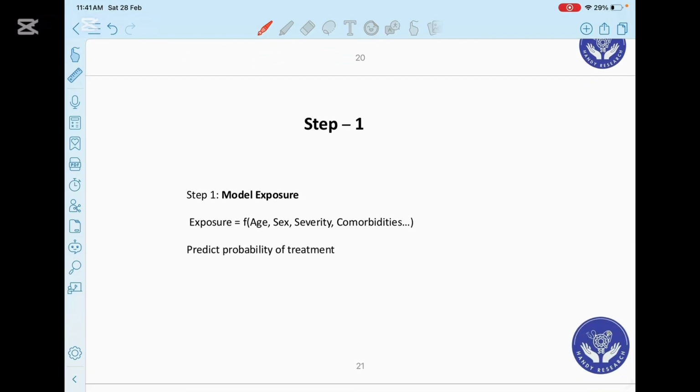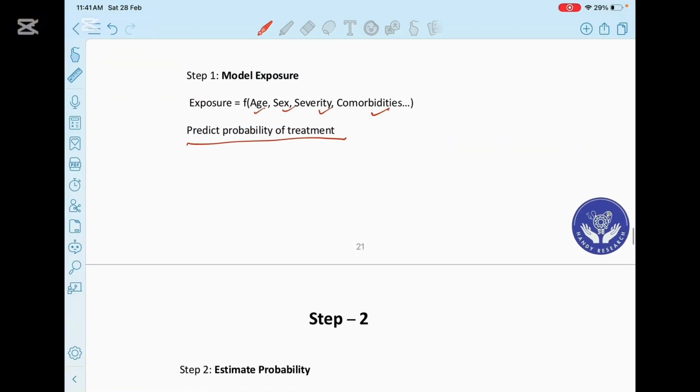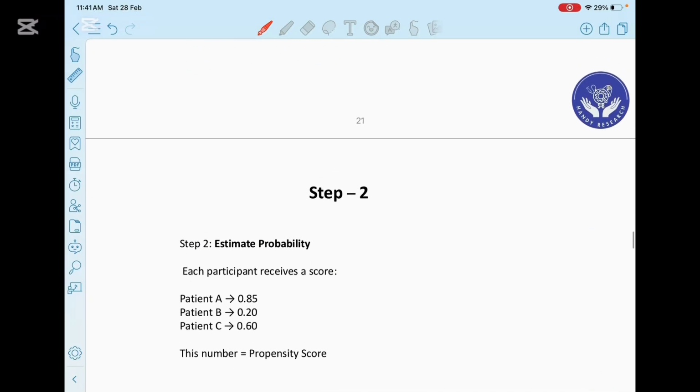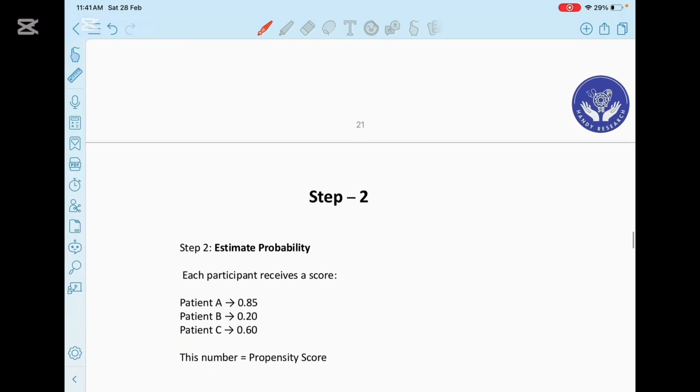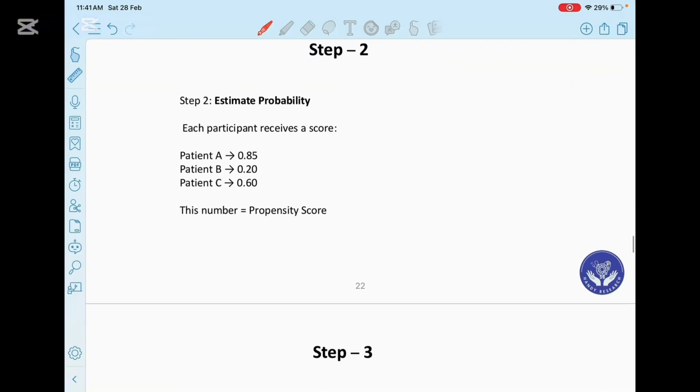Let's go through step by step. How do we calculate the propensity score? At first, we select the model exposure, like it could be the age, sex, severity, comorbidities, and it can predict the probability of the treatment. So now we estimate the probability for each variable, like probability value for age, probability value for sex, severity, and the comorbidities. And we calculate the propensity score. Let's suppose there is a patient A and he has propensity score 0.85, patient B has a propensity score 0.2, and patient C 0.6.